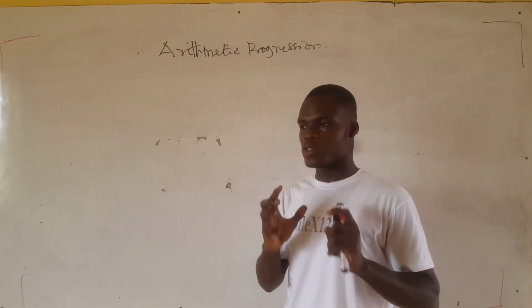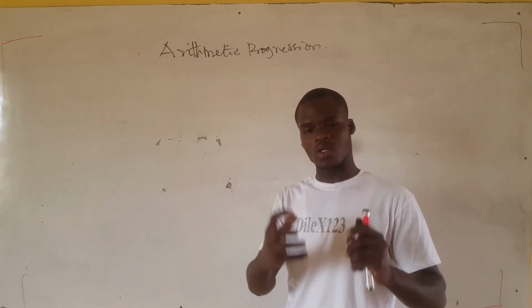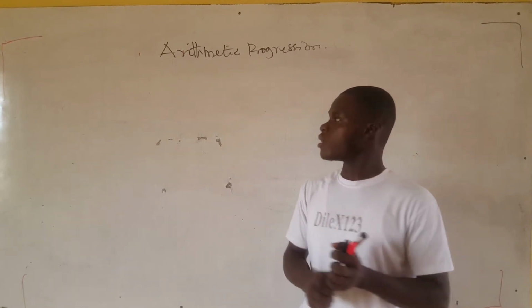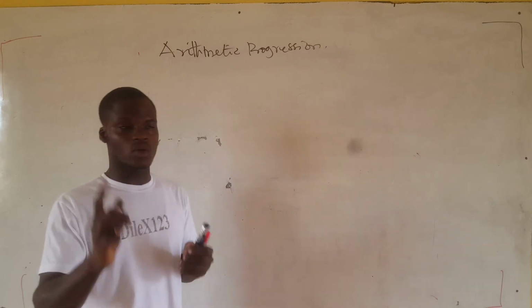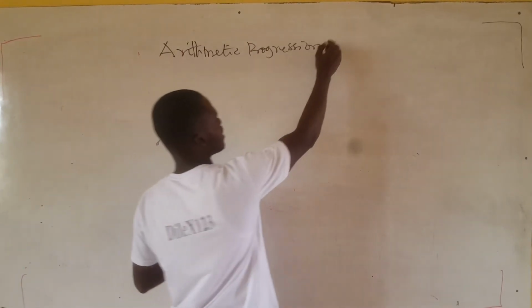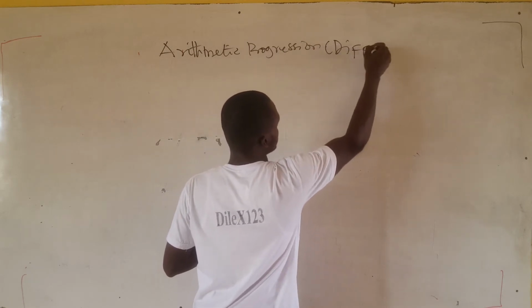And after that, we're also going to prove a formula that can be used to obtain the value of every single term. So there are some conventions we need to take note of before we can do all of that. So arithmetic progression basically deals with difference between numbers.